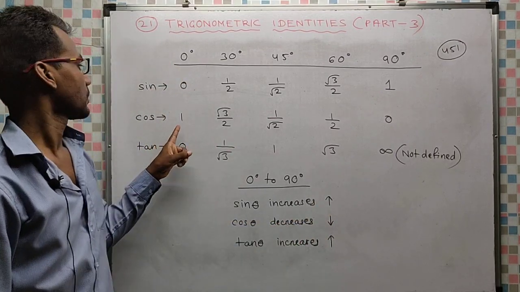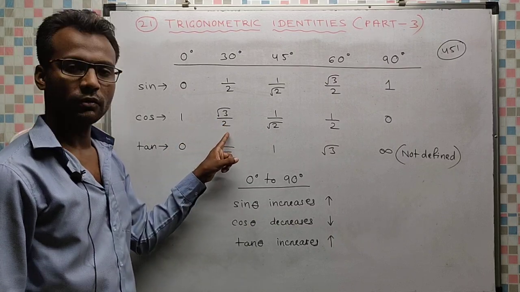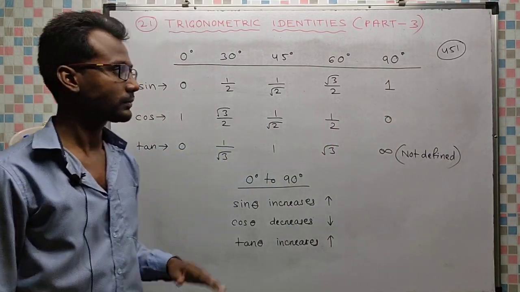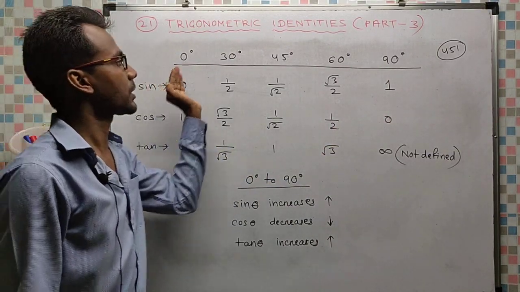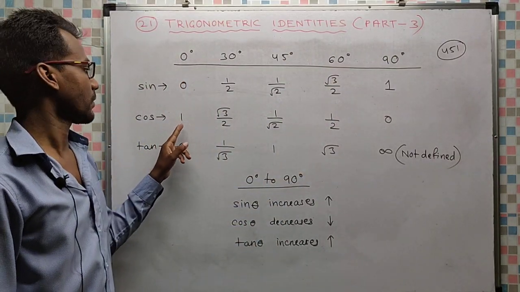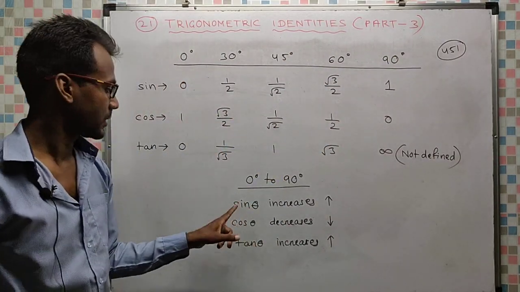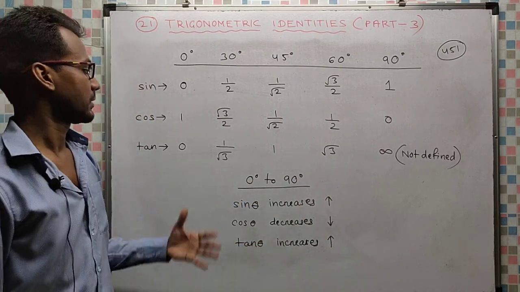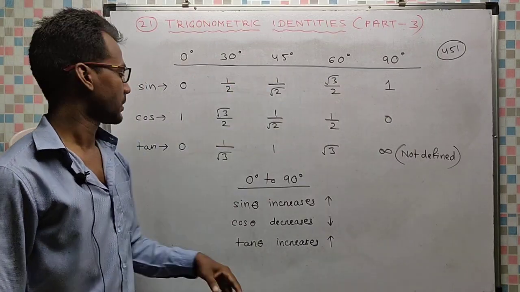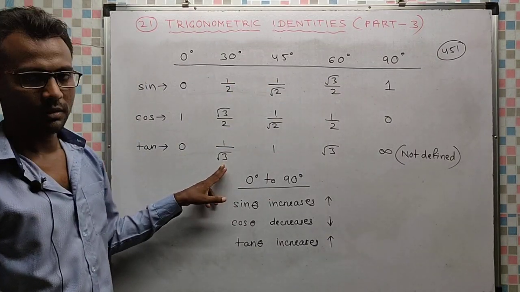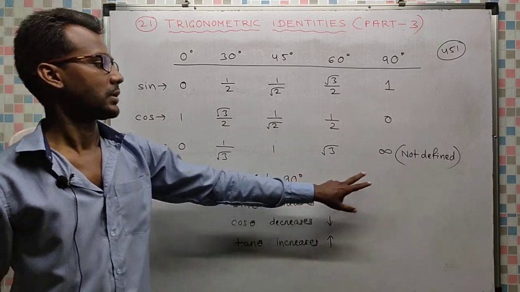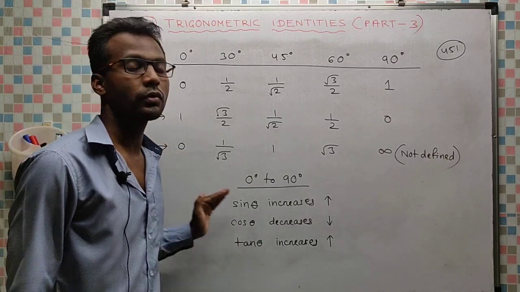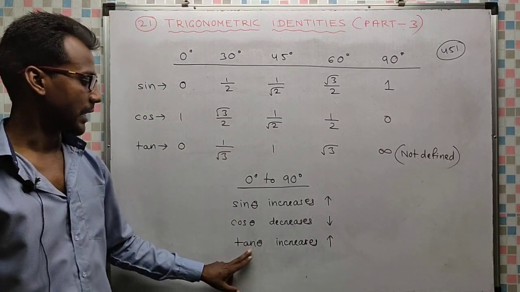Now look at cos. Cos 0 degree is 1, 30 degree root 3 by 2, 45 degree 1 by root 2, 60 degree 1 by 2, 90 degree 0. So from 0 degree to 90 degree, cos theta changes from 1 to 0, means decreasing. Remember this. Then what happens to tan theta? From 0 to 90, first 0, then 1 by root 3, then 1, then root 3, then not defined or infinity, means very large value. 0 to infinity, again it is increasing, so tan theta increases.